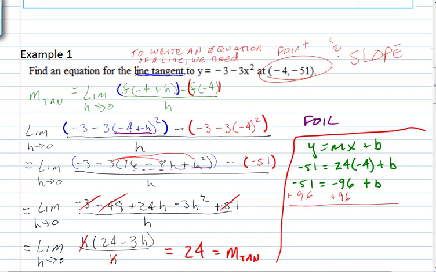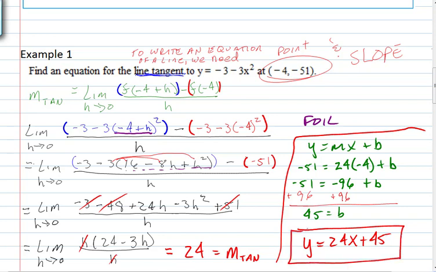So then that's going to give us b equals 45, so the equation of the tangent line is y equals 24x plus 45. There's the equation of the tangent line. The slope we got from looking at this limit. The intercept we got from using y equals mx plus b. The only thing you need to write an equation of any line is a point and a slope.